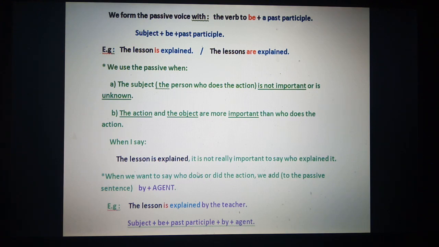When we want to say who does or who did the action, we add to the passive sentence, of course, by plus agent. Like the following example: the lesson is explained by the teacher. So you've got here the subject, the verb to be, the past participle, by, and the agent, the teacher.